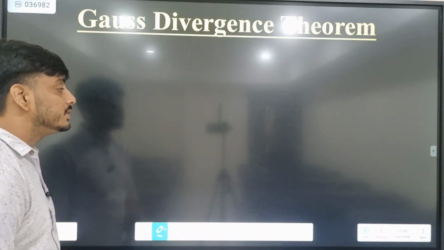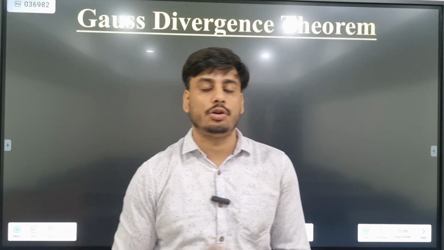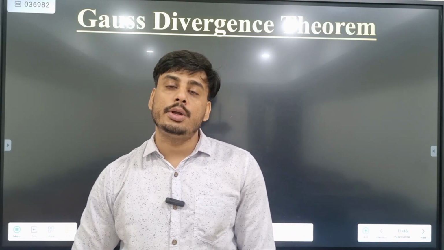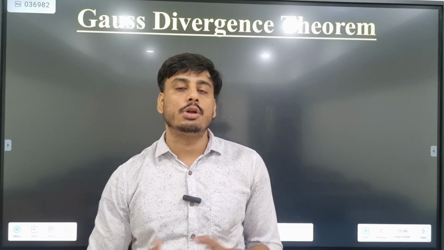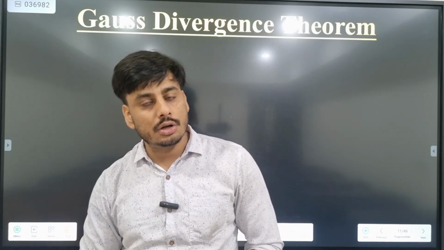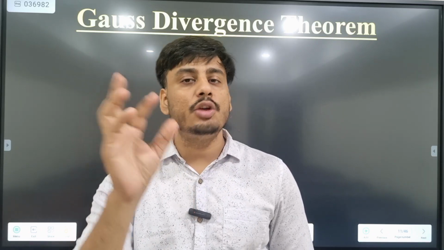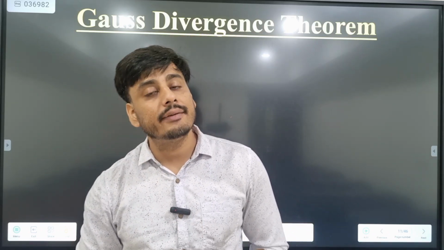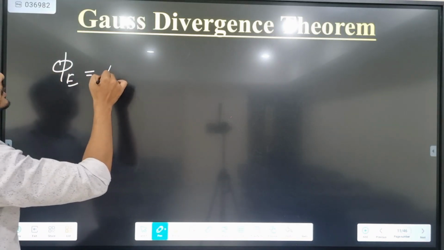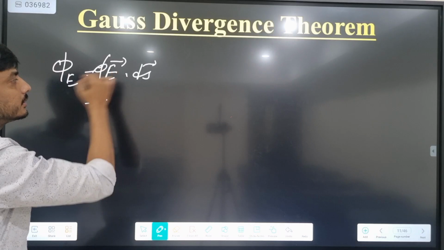One is Gauss divergence theorem, another one is Stokes theorem. So why are we going to study these theorems first? In physics, you know that we have to use calculus methods, derivatives as well as integrations. Do you remember Gauss theory, Gauss law or Gauss theorem? That is, the net electric flux is equal to Q by epsilon naught. So electric flux means we have written flux equal to integral of E dot ds over S.